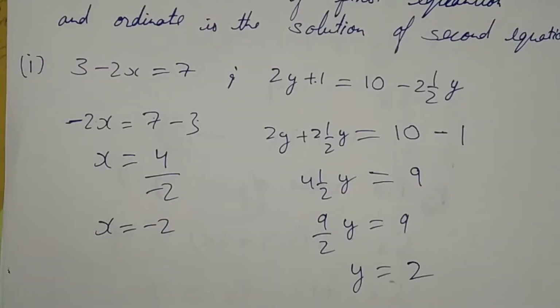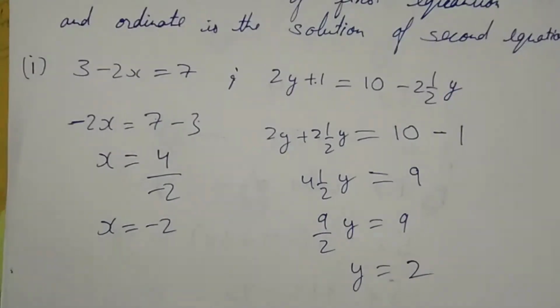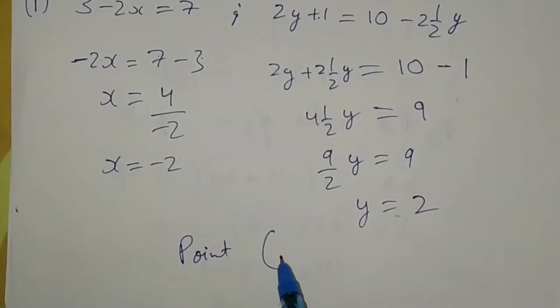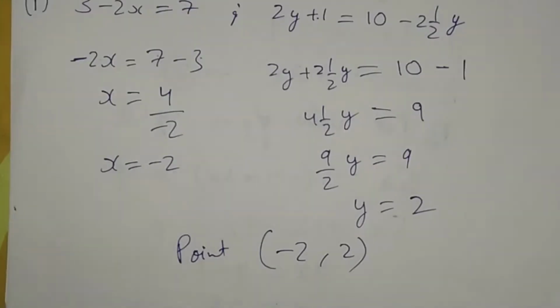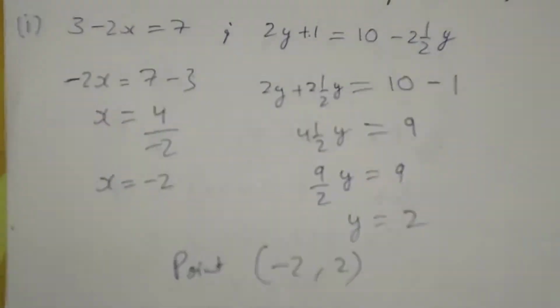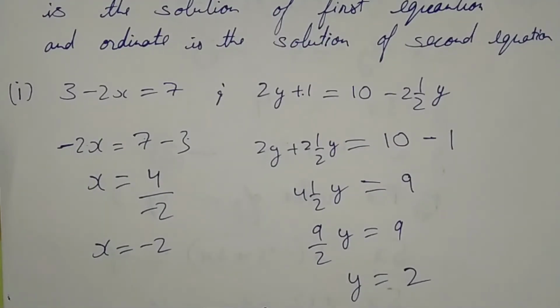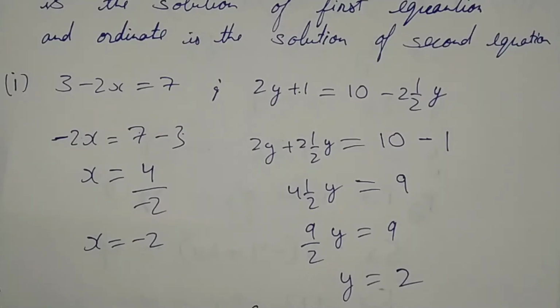Okay students, so the required point's coordinates: your point is minus 2 comma 2. I guess it is quite easy. We just have to solve the first equation and then the second, and find the point.